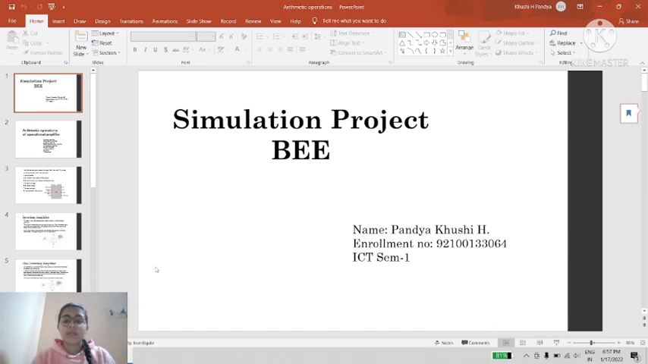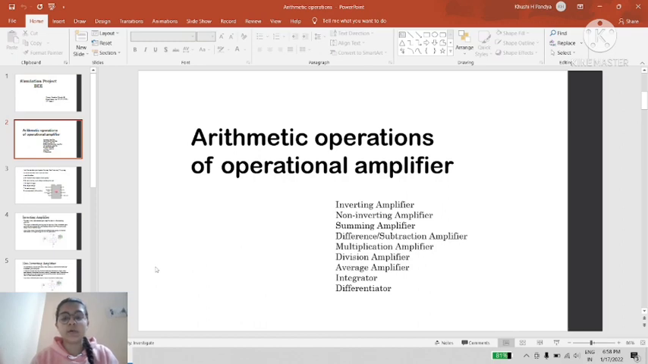Currently I am studying at Marwadi University in the ICT department, and now I am going to tell you something about arithmetic operations of op-amp.